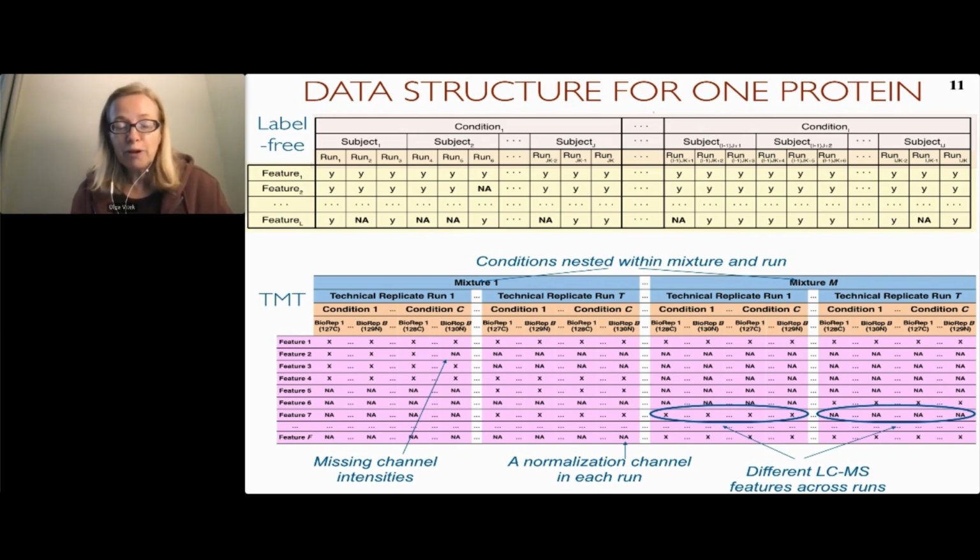And this is somewhat of a problem because, of course, different peptide sequences ionize differently, and they were acquired at different points in the chromatographic peak. And so the intensities of a feature in run one are not necessarily directly comparable with intensities of a different feature in run two. And so our goal is to integrate this information across multiple mixtures and across multiple runs, so that we can compare the intensities of multiple replicates, multiple conditions in the whole experiment.